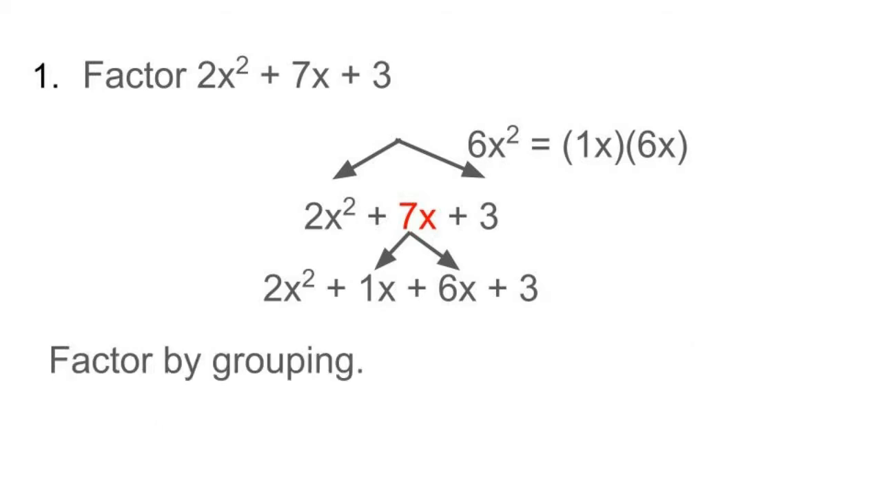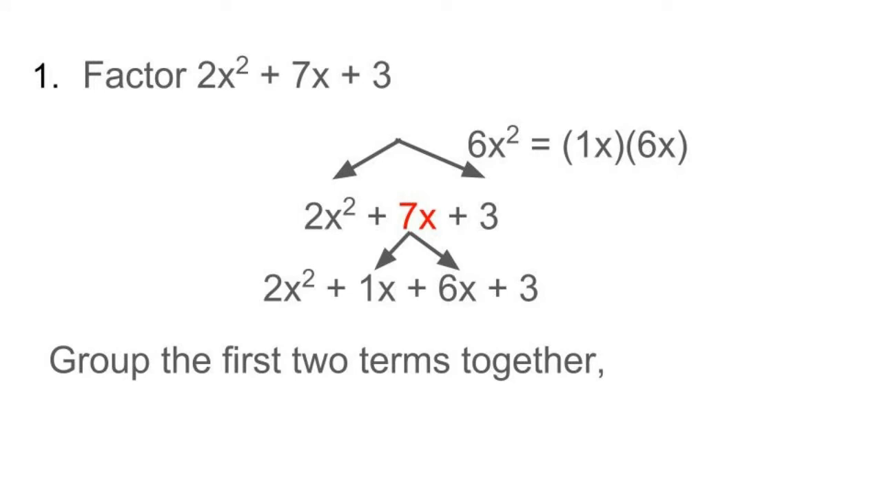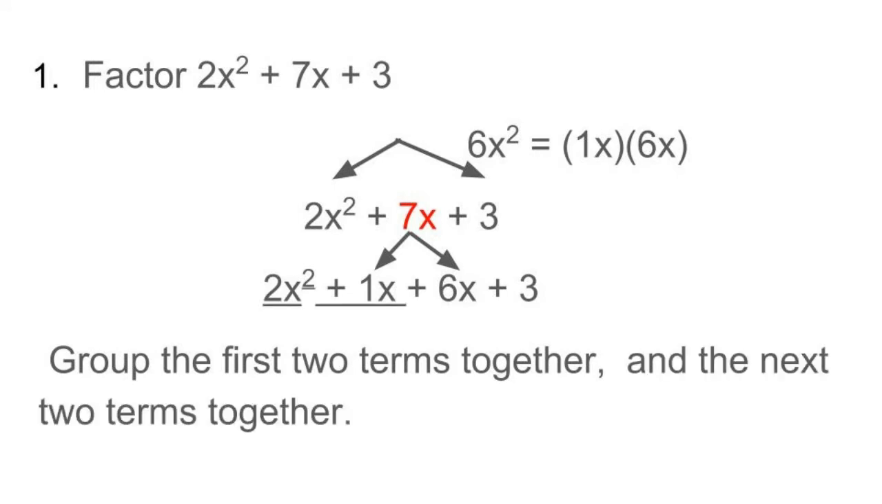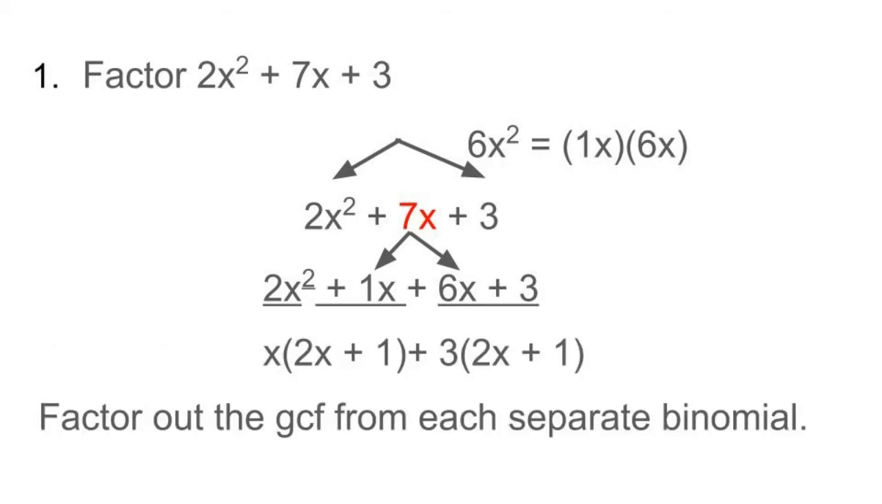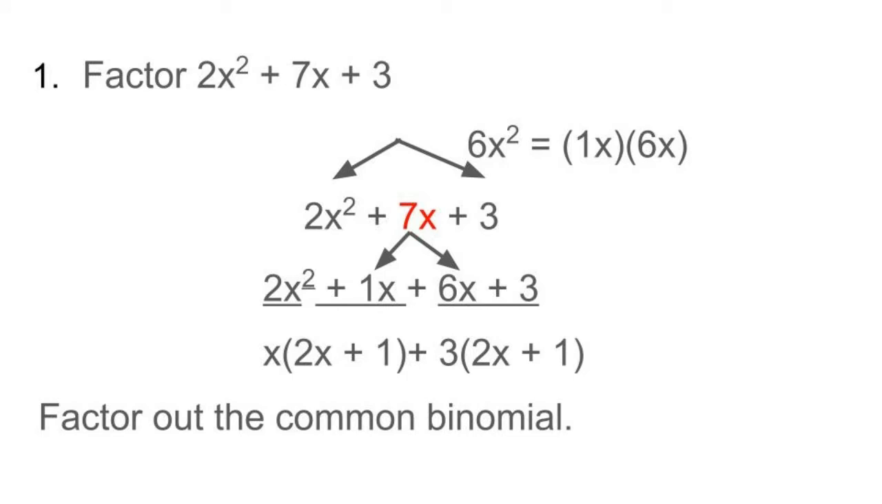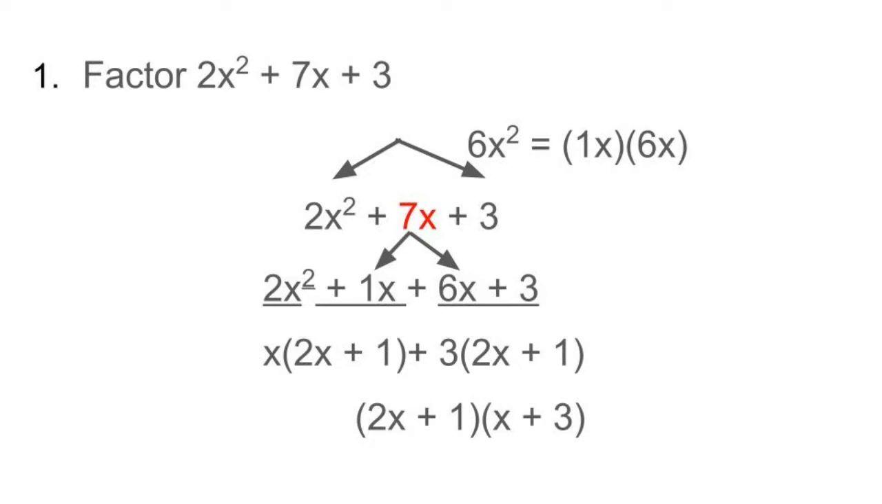Then factor by grouping. To factor by grouping, group the first two terms together and the next two terms together. Then factor out the GCF from each separate binomial. For 2x squared plus 1x, x is the GCF and the other factor is 2x plus 1. And for 6x plus 3, 3 is the GCF and the other factor is 2x plus 1. Notice that we have a common binomial which is 2x plus 1. So we factor out 2x plus 1 and the other factor is x plus 3. The factors are 2x plus 1 and x plus 3.